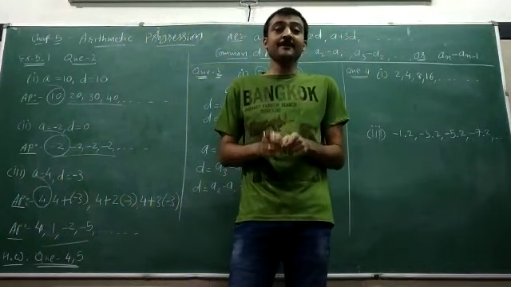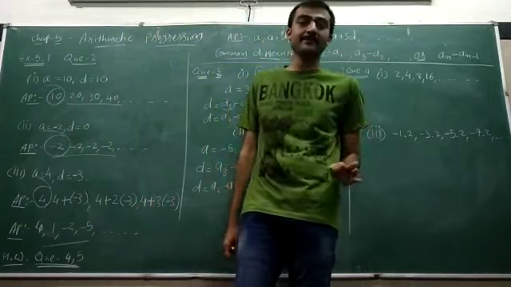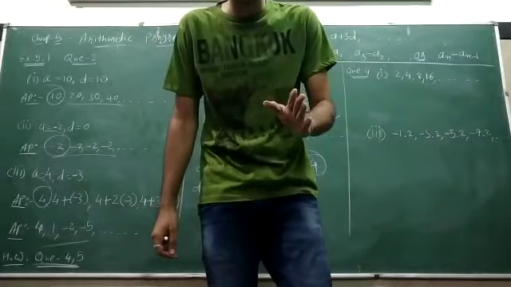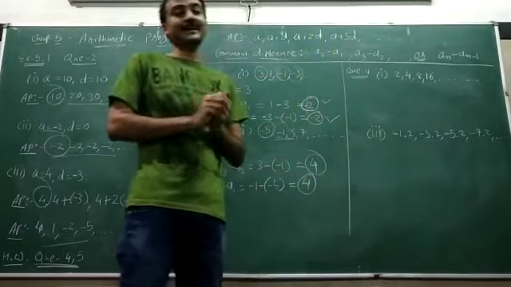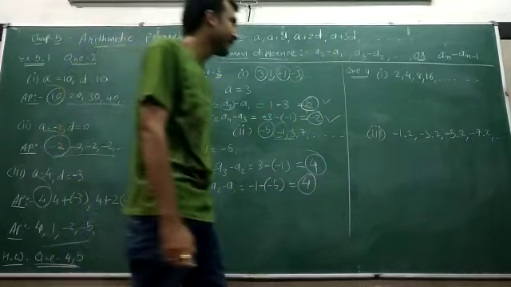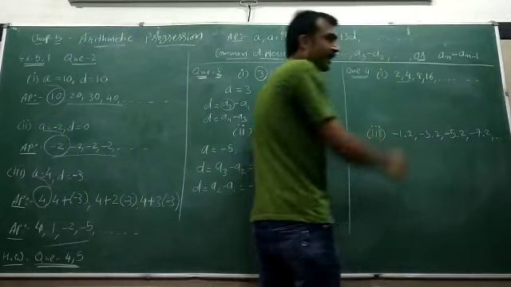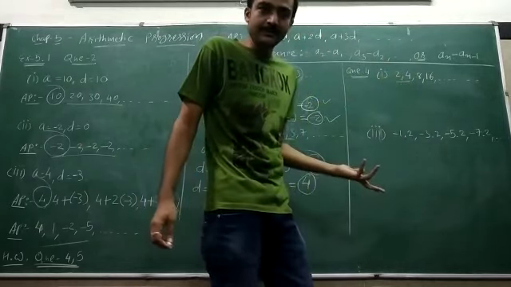So what is the main condition for forming an AP? That is the common difference. The common difference always same रहना चाहिए. So सबसे पहले हम वो चेक करेंगे कि क्या सबके लिए कॉमन डिफरेंस सेम है या नहीं. चलो पहले क्वेश्चन में ये दो नंबर्स के लिए कॉमन डिफरेंस चेक करते हैं.